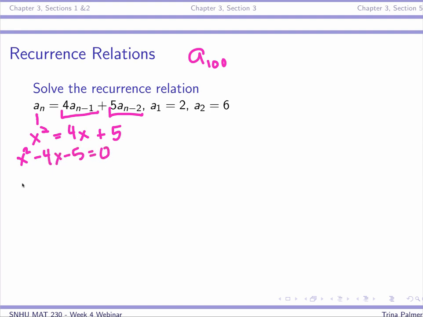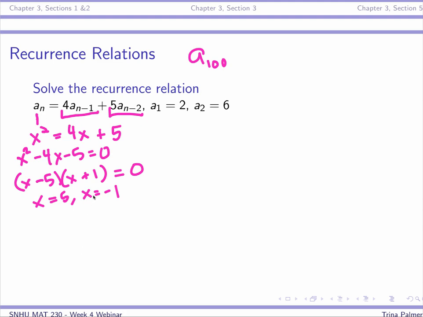Then I'm going to factor. So I want two numbers that multiply to -5 and add to -4. So that means a -5 and a +1. So I get that x is 5, that x is -1. So those are the roots to my equation.